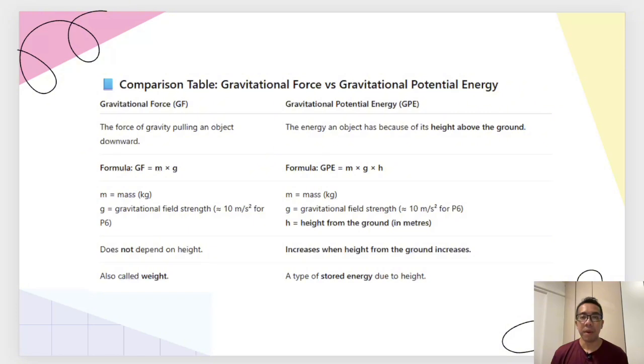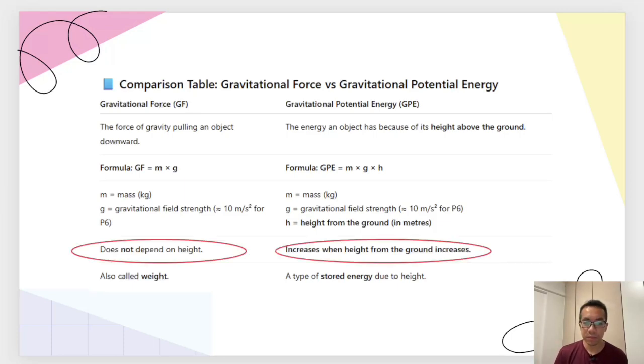One thing that can help you remember is that gravitational force will not change so long as you stay on Earth and there is no change in mass. Whereas for gravitational potential energy, there will be a change in GPE if there is a change in height. Okay? So I've actually circled the important part of this table for the question earlier. As you can see, GF does not depend on height, whereas GPE depends on height itself.